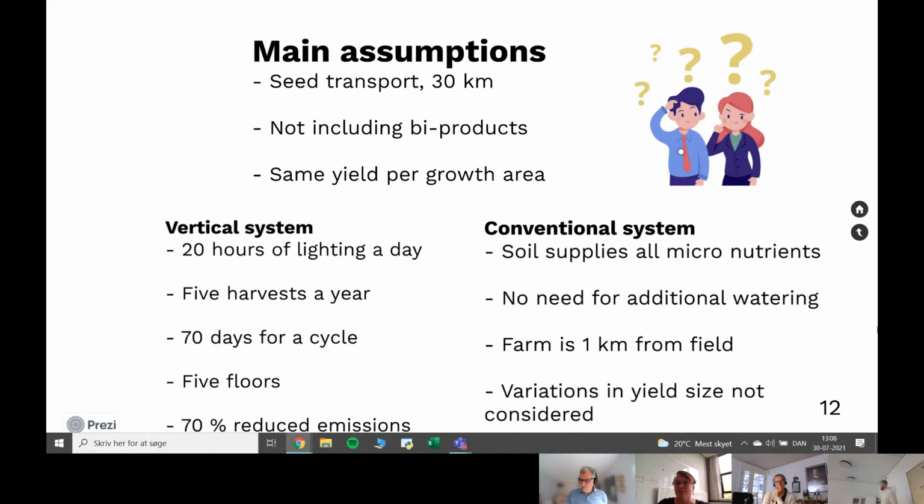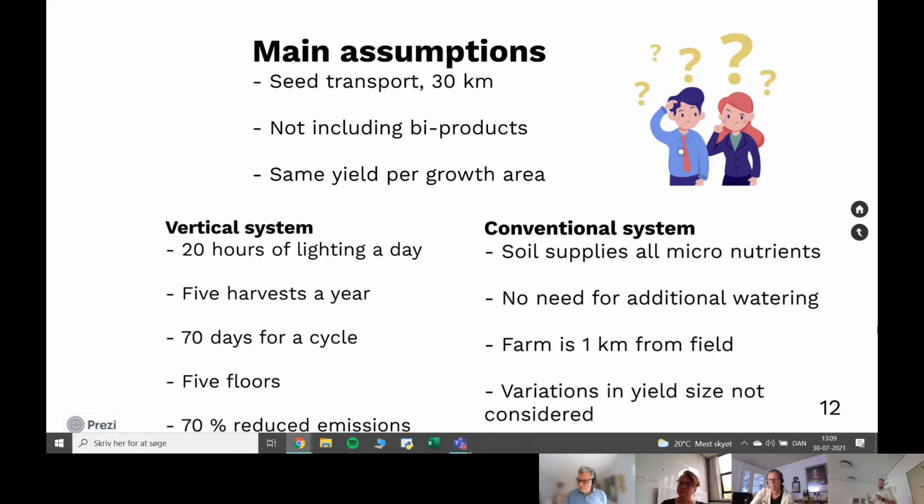And specific for the conventional system, we have that the soil is supplying all the micronutrients, so it's only the macronutrients you need to add. And we're relying on rain, so no additional watering. The farm also has some transportation assumptions. And then, more importantly, the variation in yield size is not reflected in the study.